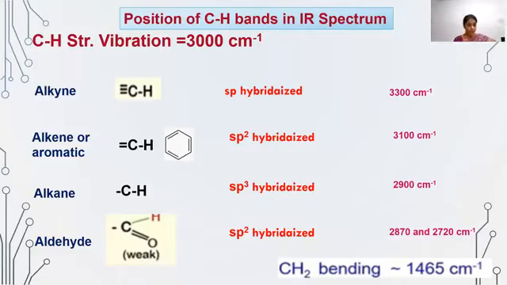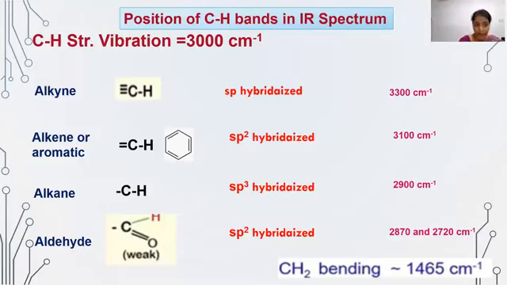Here we can give a thumb rule. As we go from sp3 to sp hybridized carbon state, the percentage of S character in the molecule increases, and as the percentage of S character increases, the value of vibrational frequency increases. From alkane to alkyne, the percentage of S character increases. That's why the value of vibrational frequency increases from 2900 to 3300 centimeter inverse.